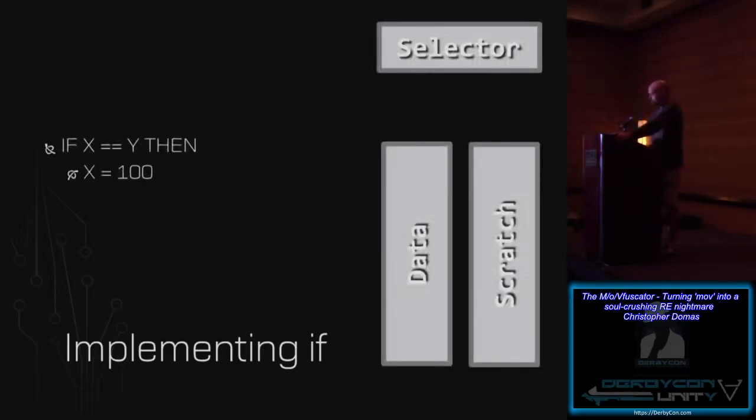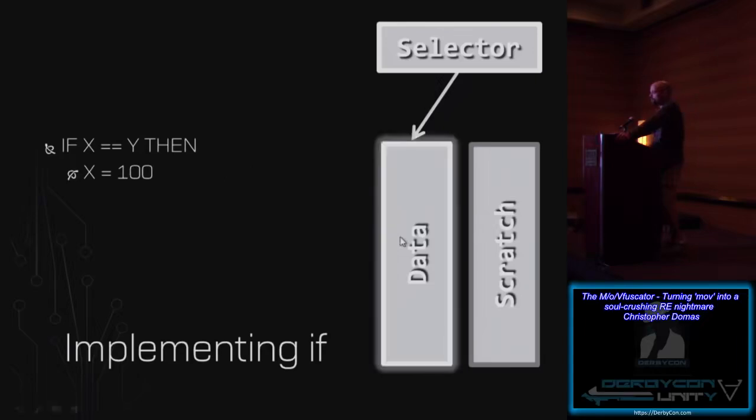So looking back at that, we've got if x and y are equal to each other, then x equals 100. So we'll first evaluate that equality using the equality via moves that we saw earlier. And if x and y are equal to each other, then we'll load up this selector so that it points to a real copy of data.